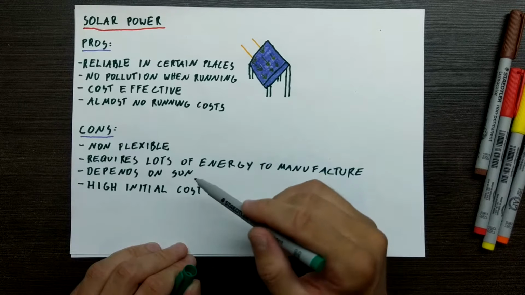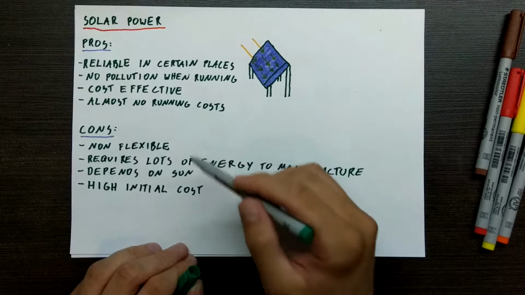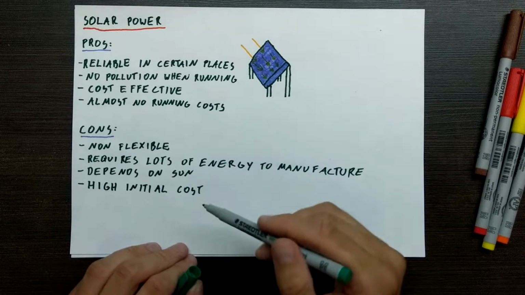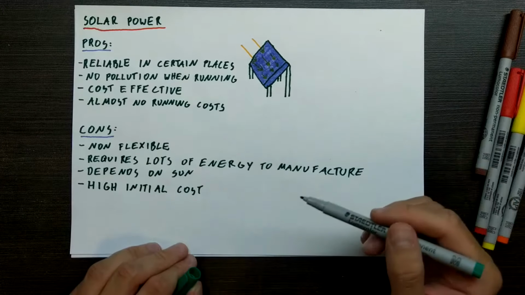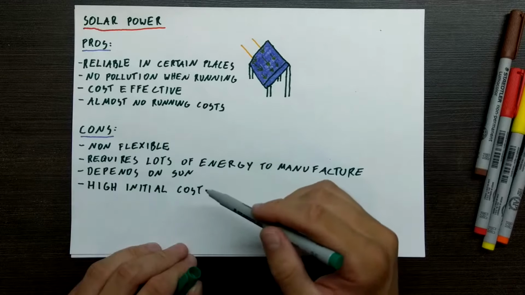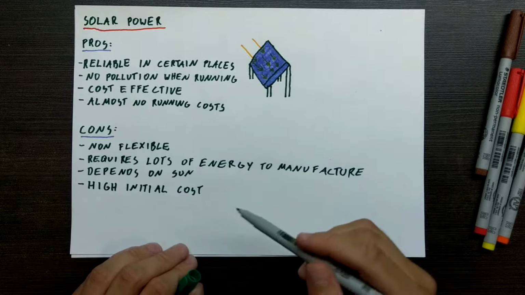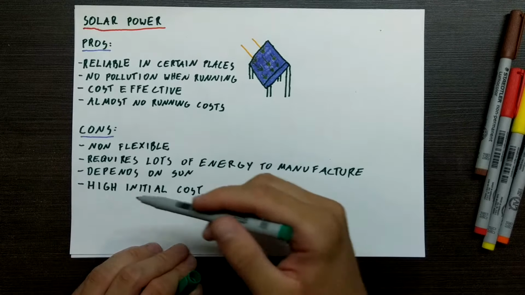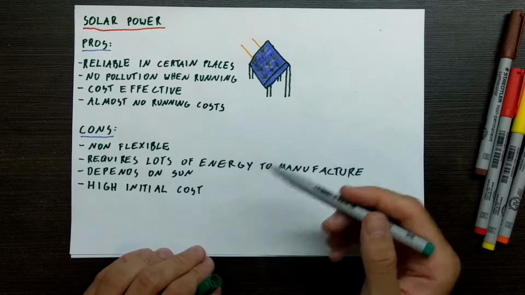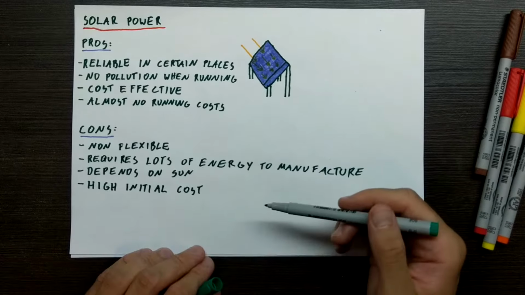Now, despite their dependence on sun, they can still be quite cost-effective in countries such as Britain, where we don't get nearly as much sun as, say, we would get in Australia. So yeah, they depend on sun, but they still manage to be cost-effective. And the final problem with those is that there is a high initial cost. In order to make those solar cells, it's associated with a bit of a cost because of the technology involved.